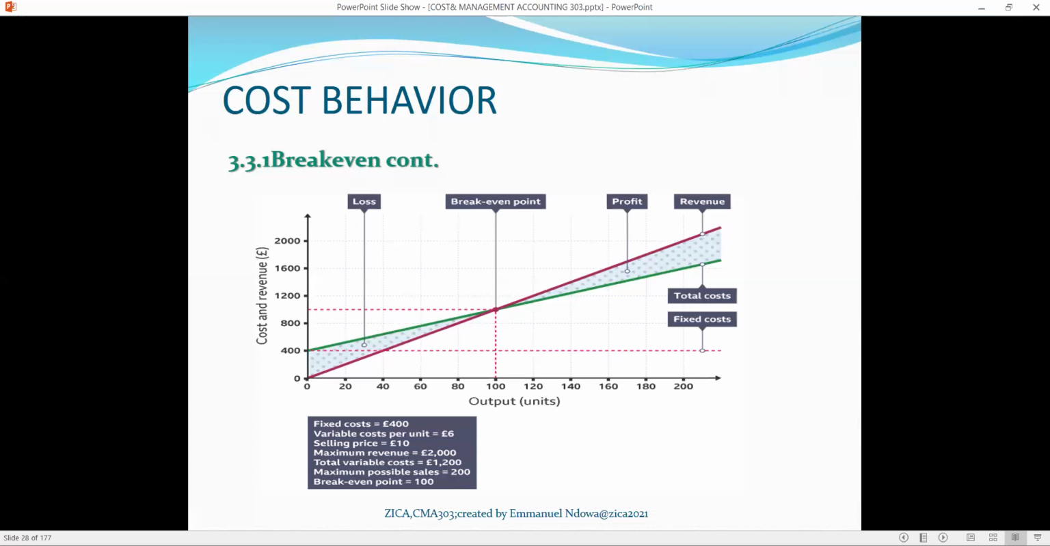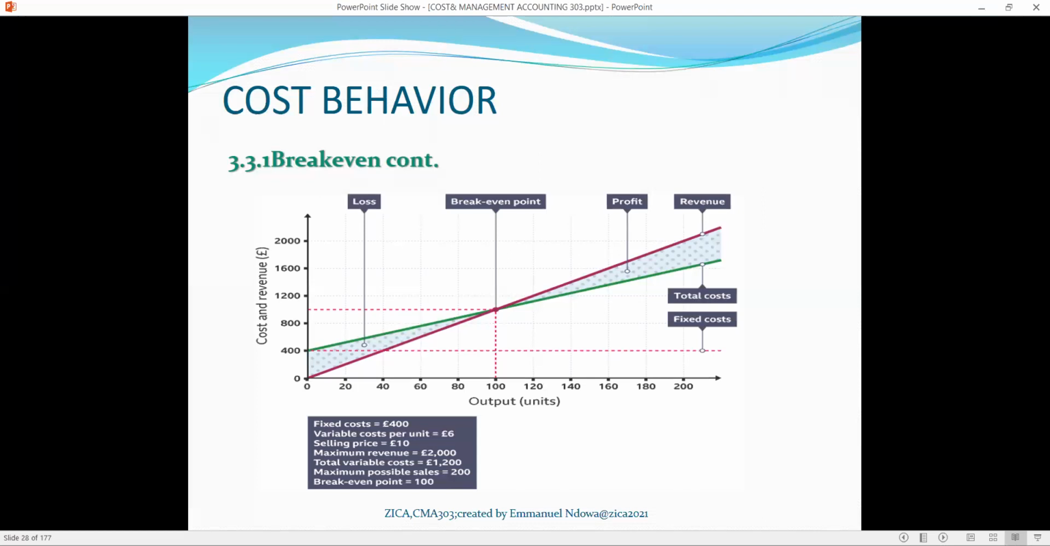But if you go above the 100 mark, for example if you are producing 120 units, you can see that you are making some profit, because your fixed cost and variable costs are now lower than your revenue. If you add up your fixed cost and variable cost, you get your total cost, and your revenue is surpassing it, so you get your profit. Can you see now how we can illustrate this graphically?